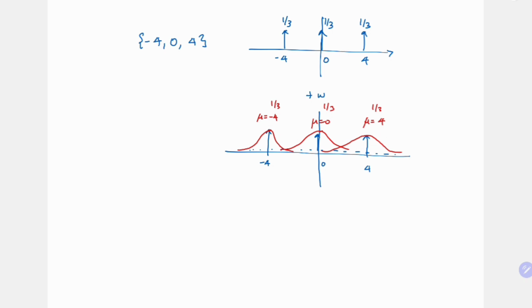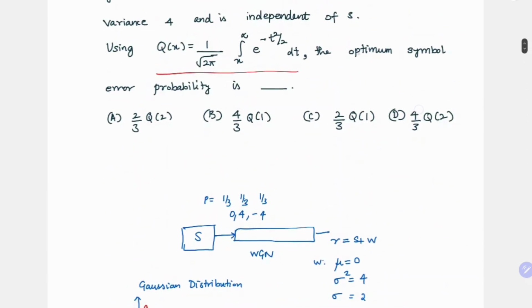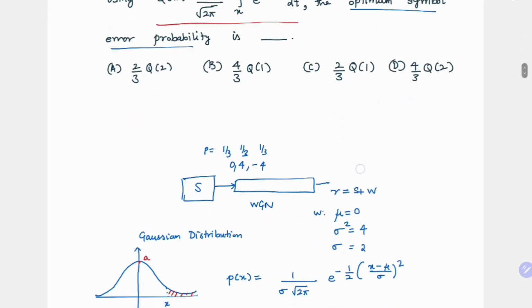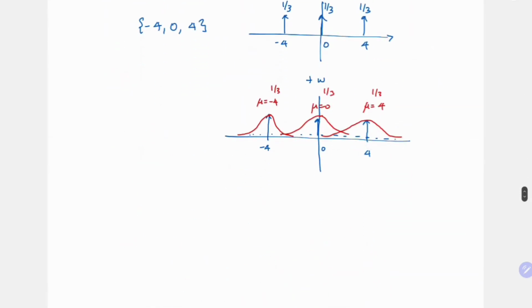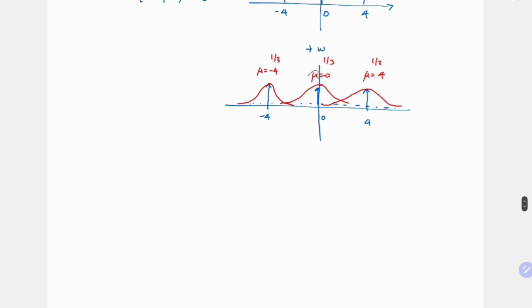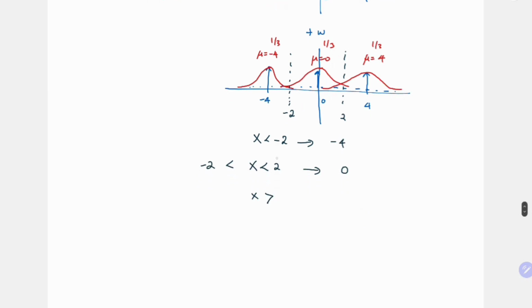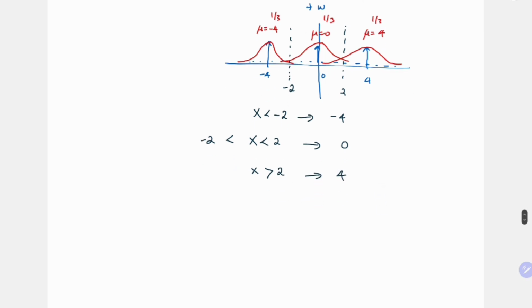So now we need to detect them and we need to do it optimally. Here you need to find the optimal error probability. To detect them optimally, intuitively it is easy. You just have to take the midpoints. For 0 and -4, you take -2, and here you take 2. So if whatever you receive is less than -2, I will say my symbol is -4. If it is between -2 and 2, I'll say my symbol is 0. And if it is greater than 2, I'll say my symbol is 4. So if the received value lies in these regions, then it is the correct symbol.